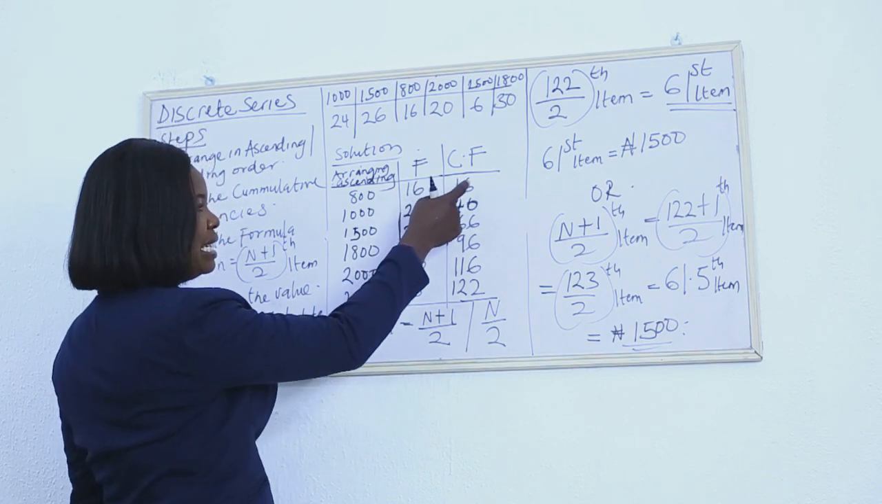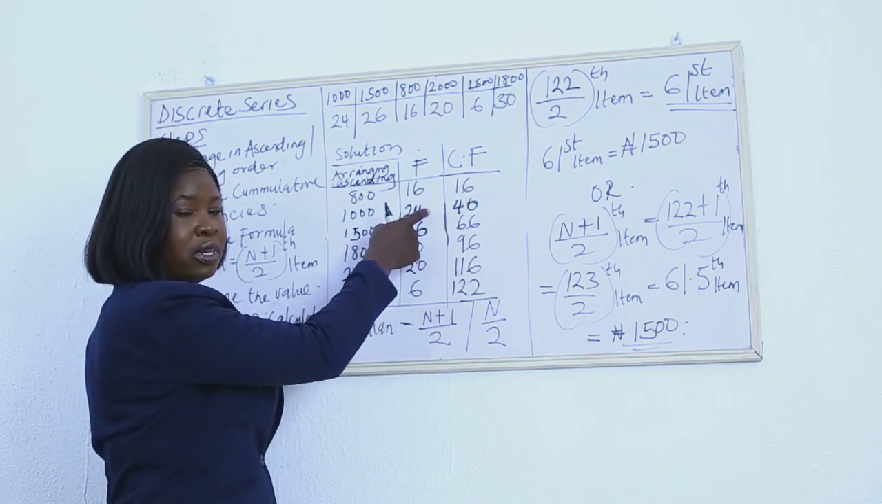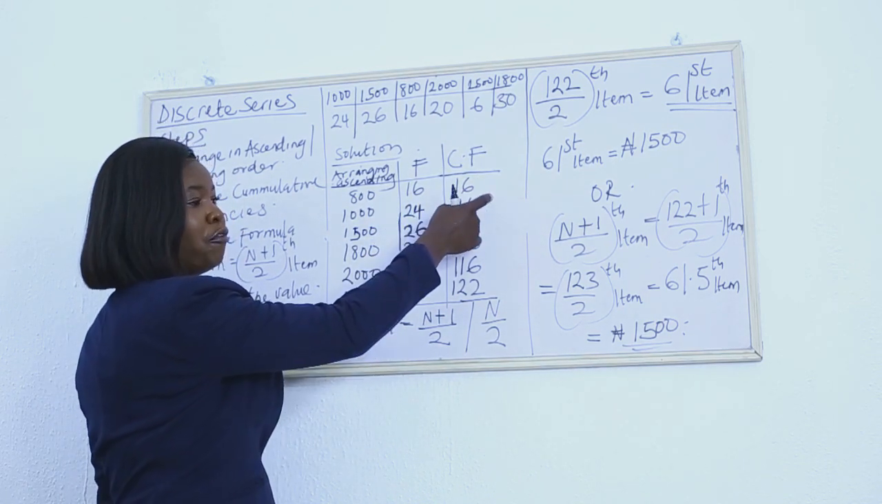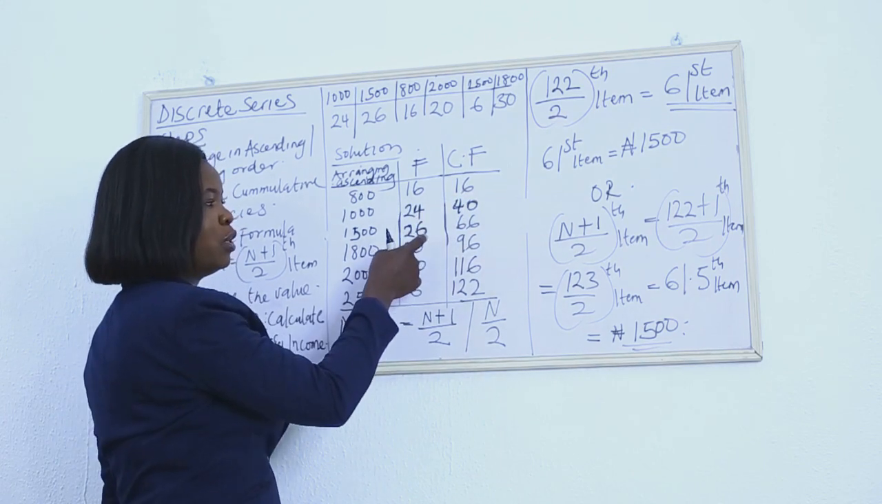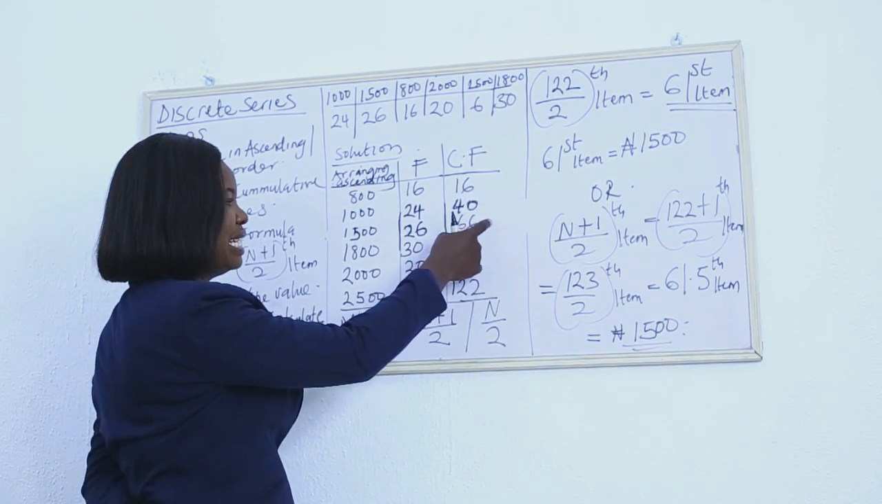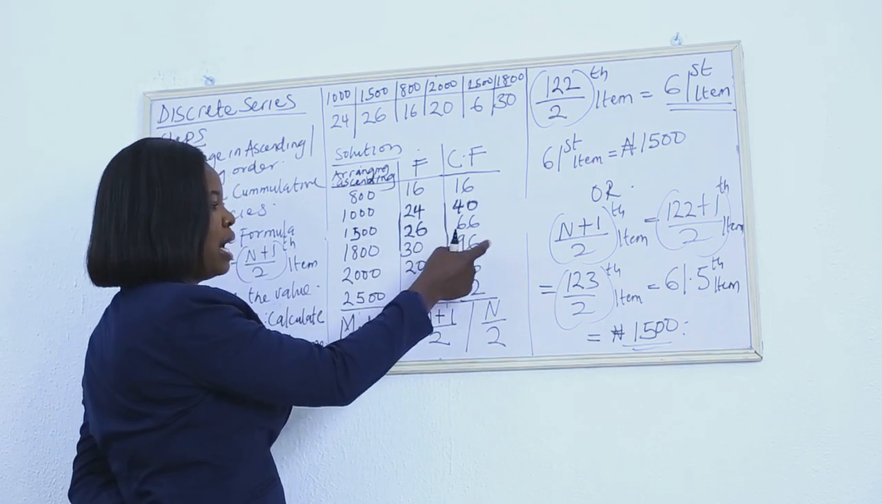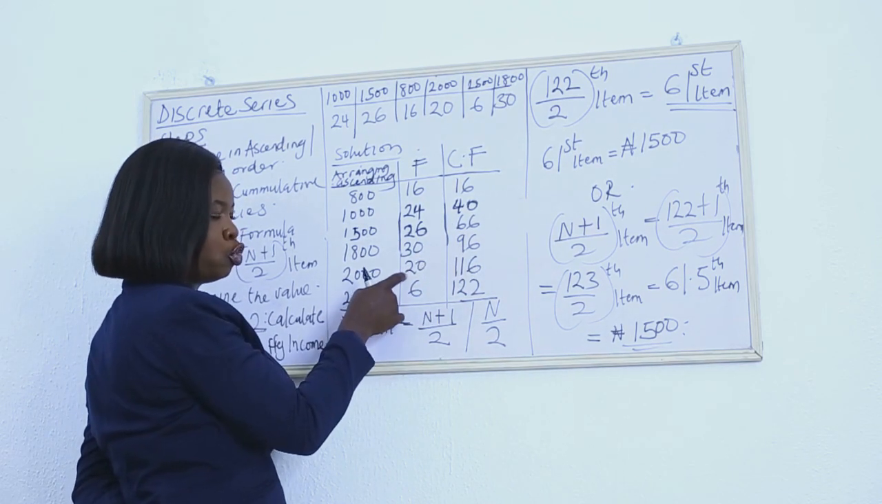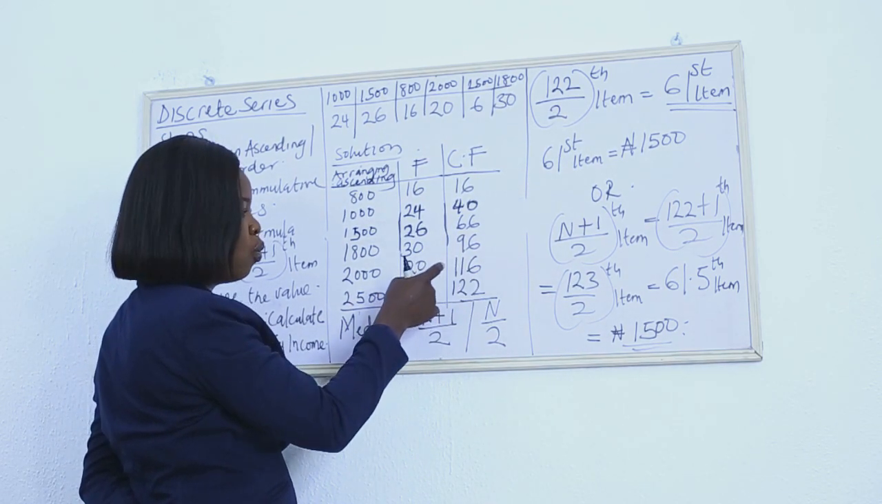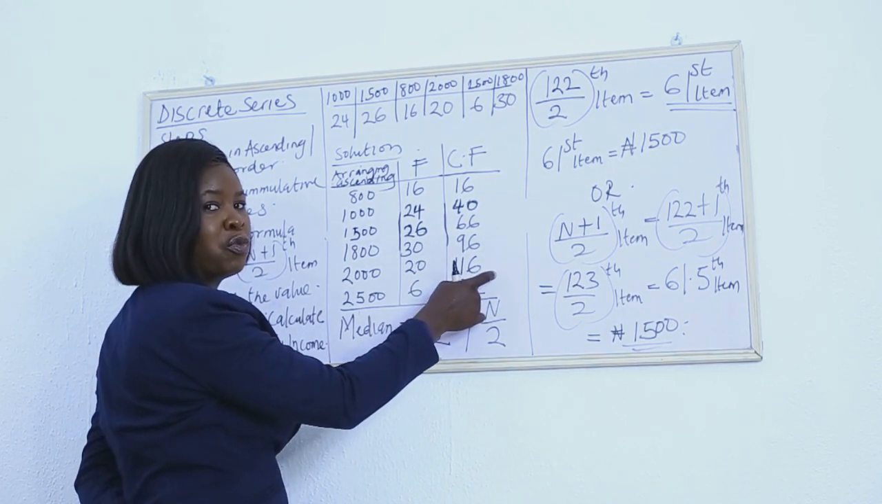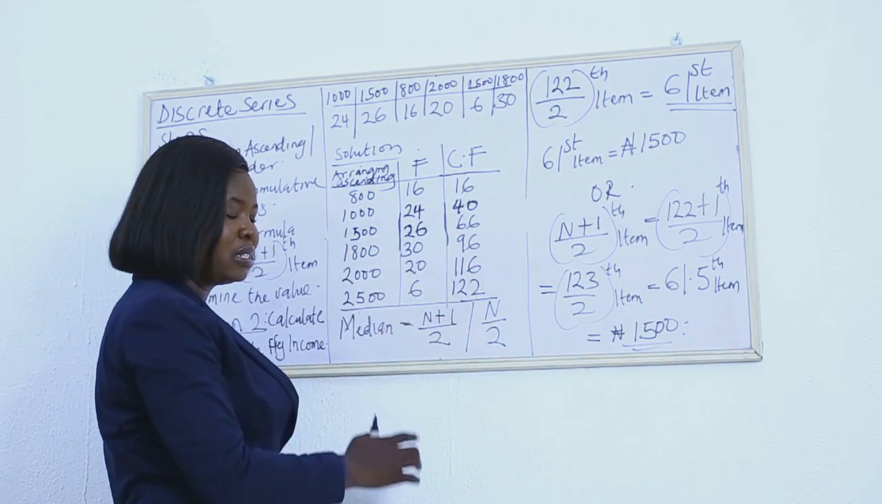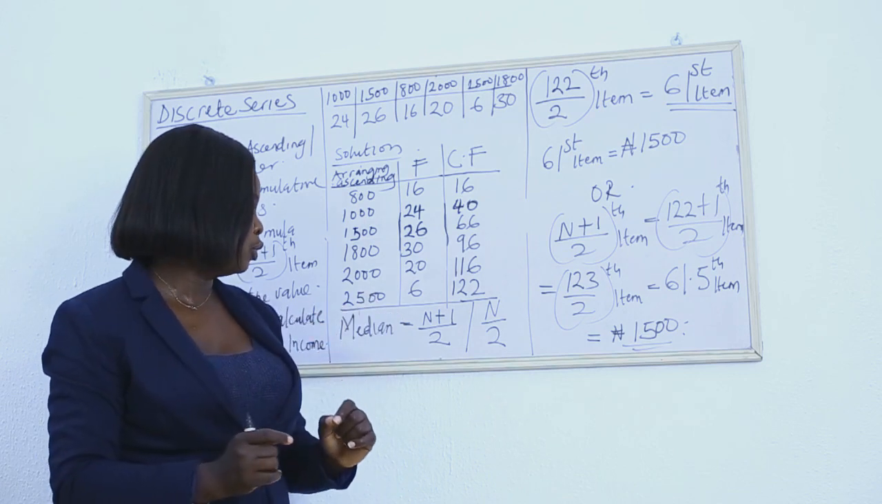Then you add 16 plus the next value. So 16 plus 24, we have 40. Then 40 plus 26, we have 66. 66 plus 30, we have 96. 96 plus 20, we have 116. 116 plus 6, we have 122. So for a discrete series, our n is 122.